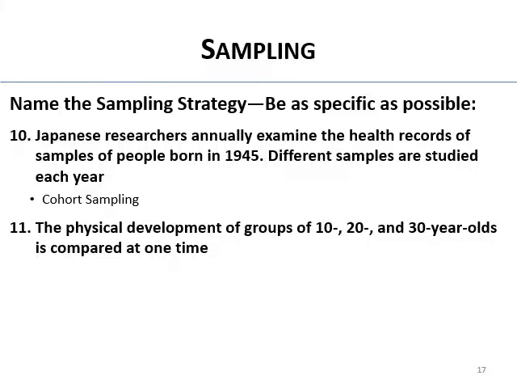The physical development of groups of 10, 20, and 30-year-olds is compared at one time. So different age cohorts at one time. What's this one? I think it's the easiest. You're looking at cross age groups at one time. It is cross-sectional sampling. So that's it.